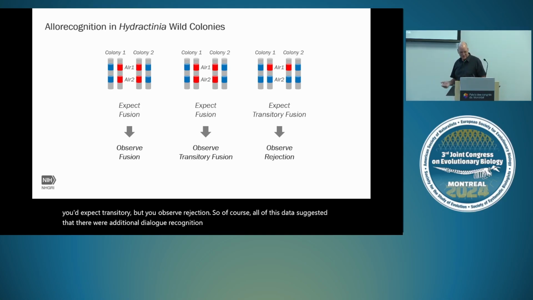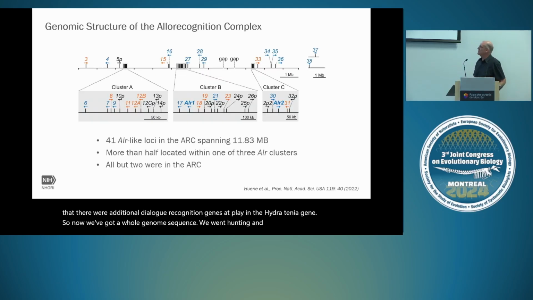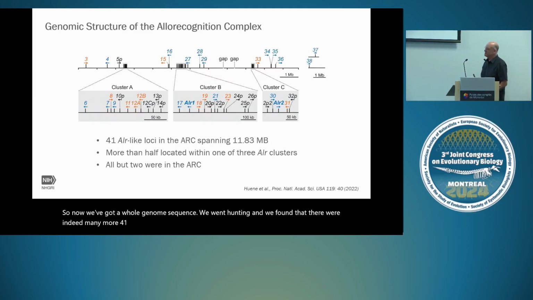So now we've got a whole genome sequence. We went hunting, and we found that there were indeed many more, 41 ALR-like genes located in the allorecognition complex of this organism, spanning just shy of 12 megabases. Most of them are clustered together in one of three clusters in the gray boxes. All but two were in the ARC.